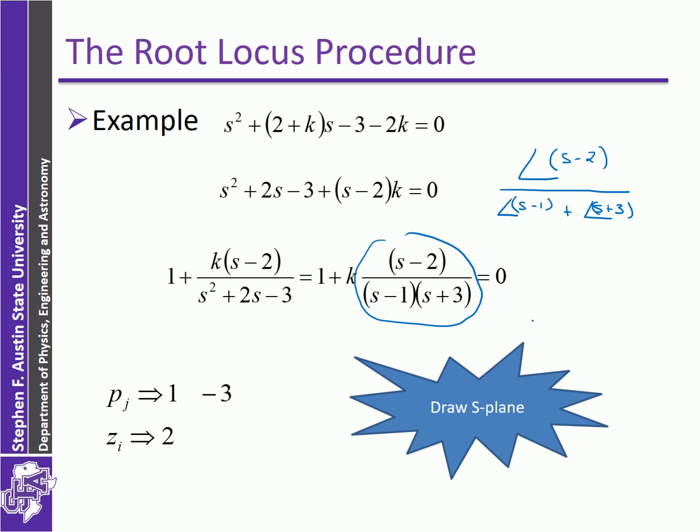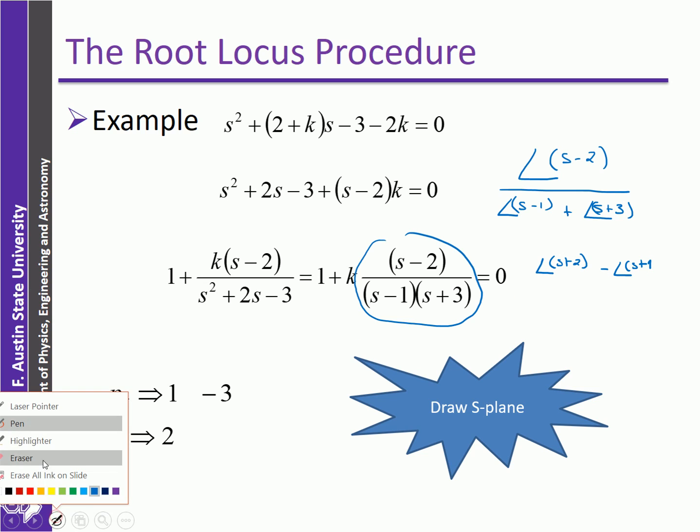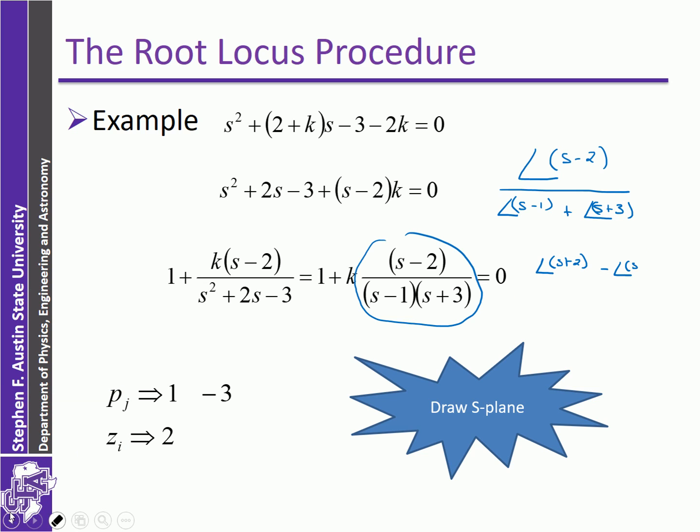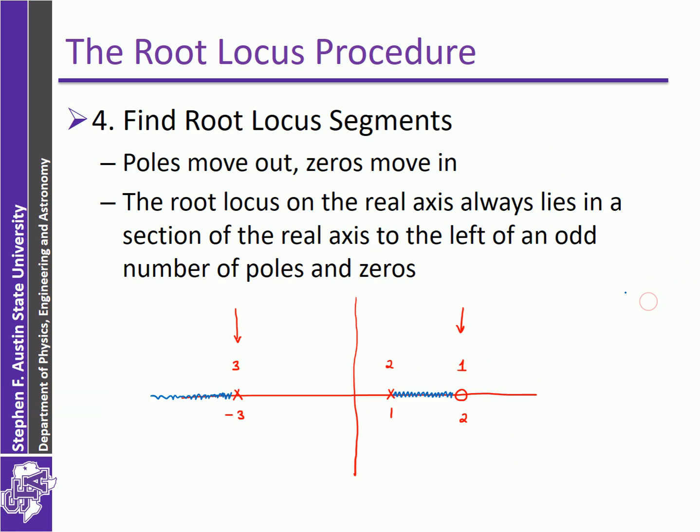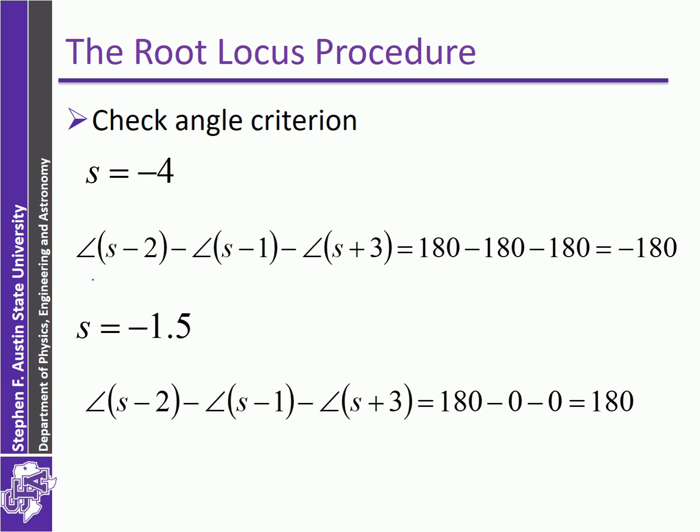So when we simplify everything, this whole thing is going to look like the angle of s minus 2 minus the angle of s minus 1 minus the angle of s plus 3. Let me delete that because it's going to get confusing if I don't do it. Okay, so that's pretty much what we have in here. So the angle of s minus 2 minus the angle of s minus 1 minus the angle of s plus 3. Let's check the angle criteria.